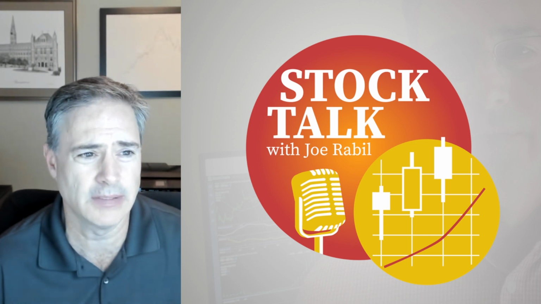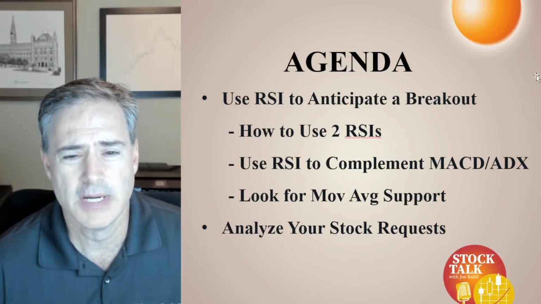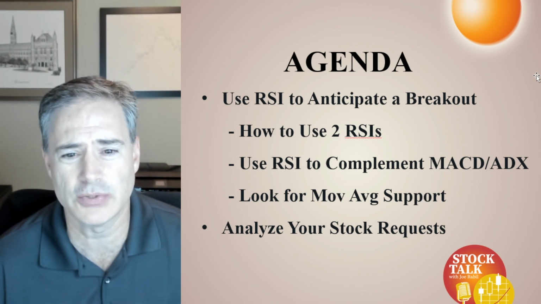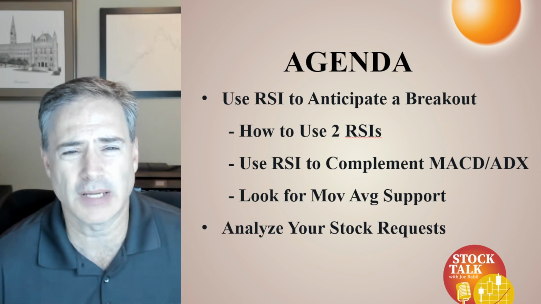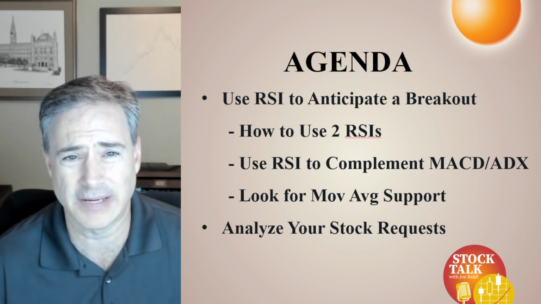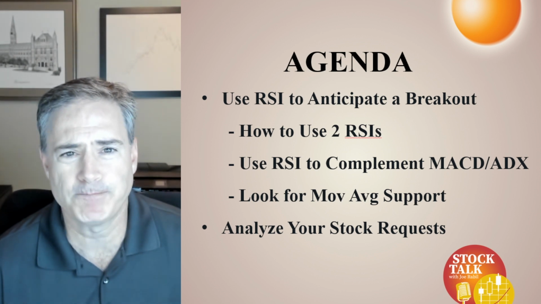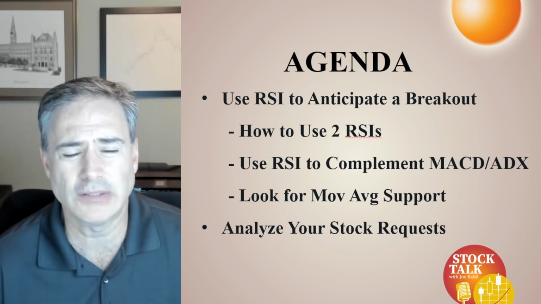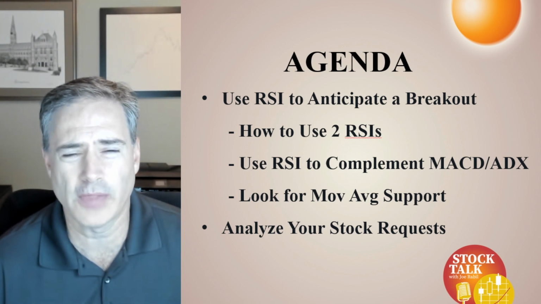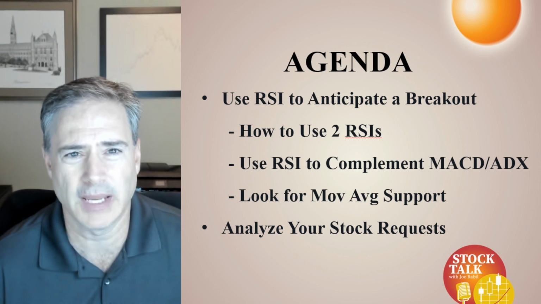So let's go ahead and get into this agenda very briefly. I want to explain the 2 RSI approach that I use. I want to show how I use it to complement patterns that I'm identifying using the MACD and the ADX, and then using it as a kind of final piece that can really help tell me that it's ready to go. And then I do like to use it as specific moving average support. So I'm going to go through all that, and then I'm going to go through the symbol requests that came through. Let's go ahead and get into this lesson now.